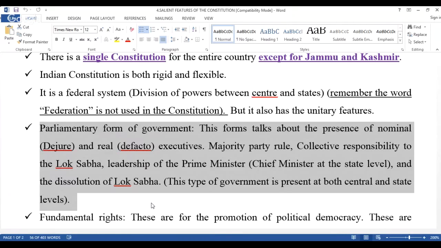Collective responsibility to the Lok Sabha. Again, I told you this one. Collective responsibility to the Lok Sabha means if a party gets a majority, it can form the government, and it can continue in the government as long as it enjoys that majority. The moment the party loses the majority, the Prime Minister will resign, and that is considered to be the resignation of the entire Council of Ministers. Kindly remember one very, very important point.